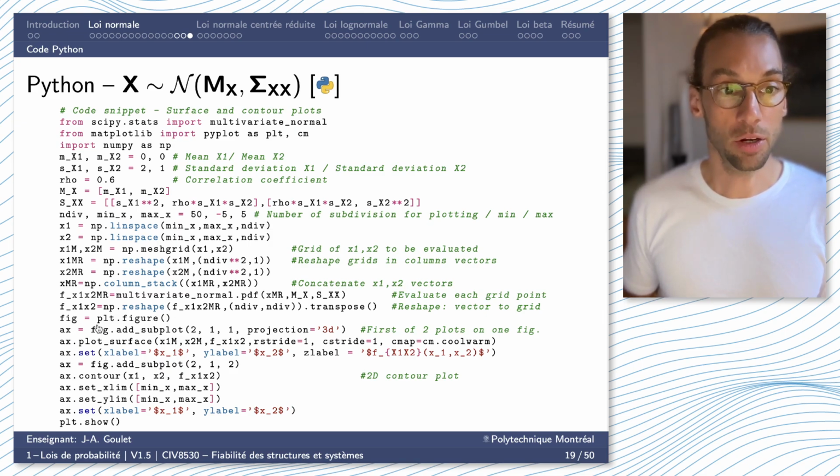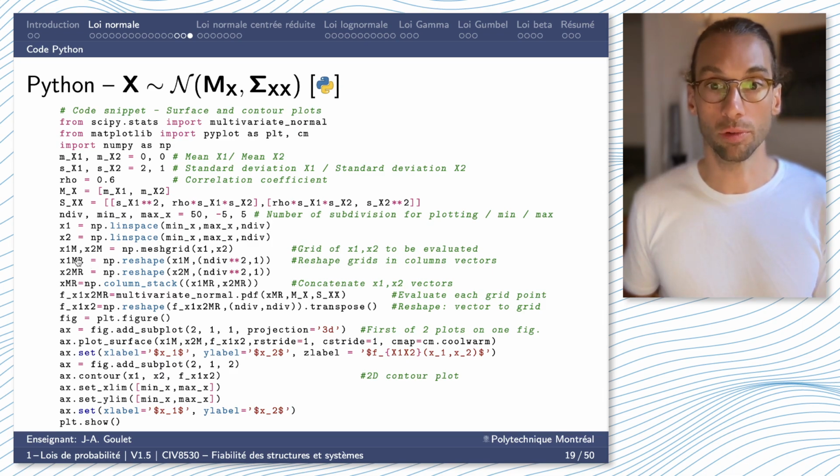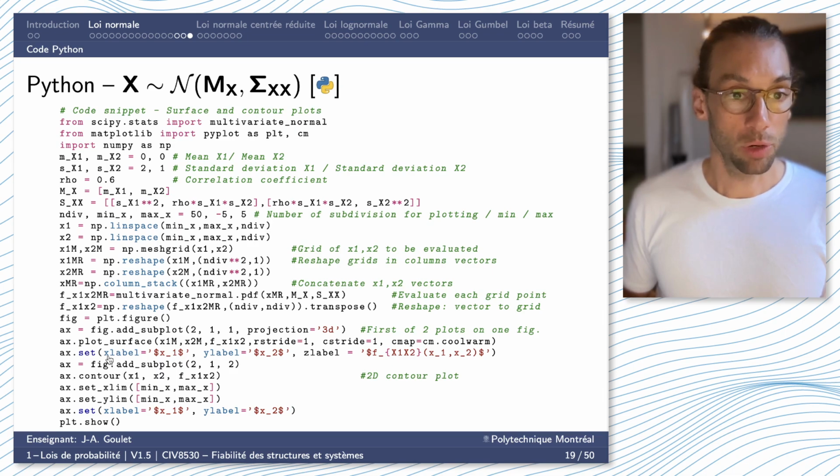And then I create a figure. I'm going to add a subplot. I'm going to plot first the surface. So for x1m and x2m, the two coordinate grids on which I want to plot, my third dimension is going to be my PDF of x1, x2. Then we're going to set the labels.